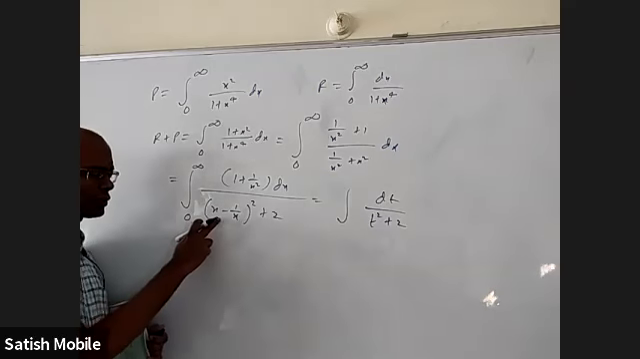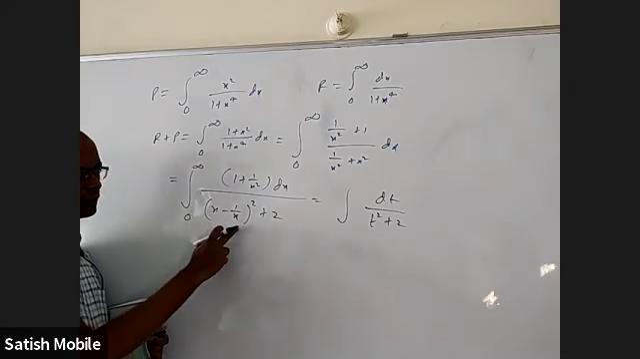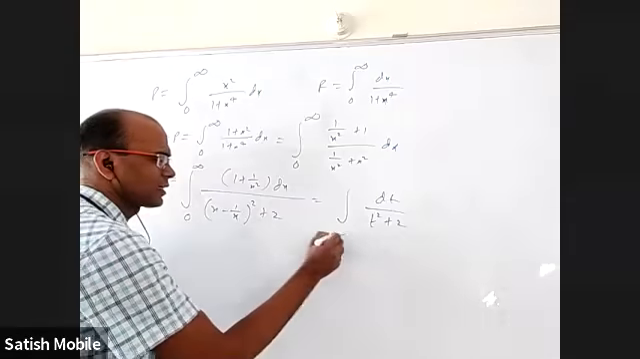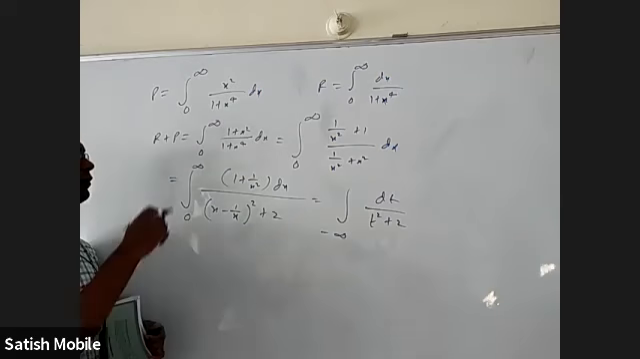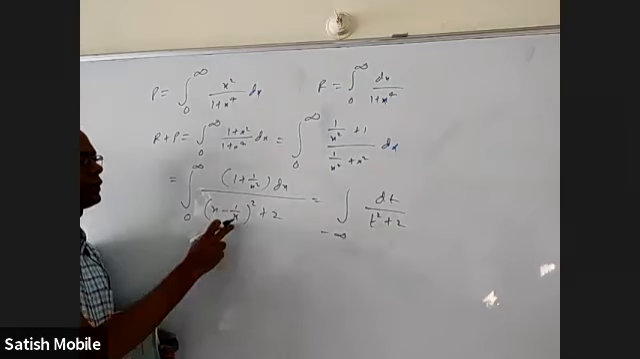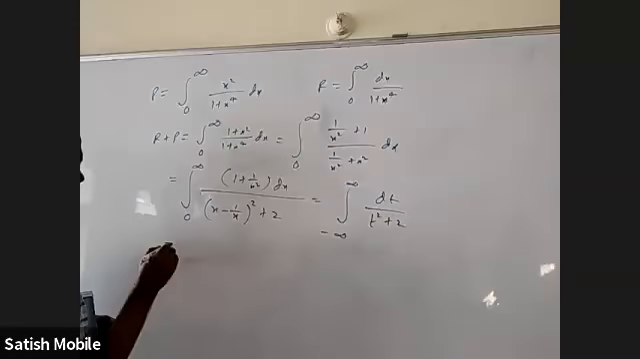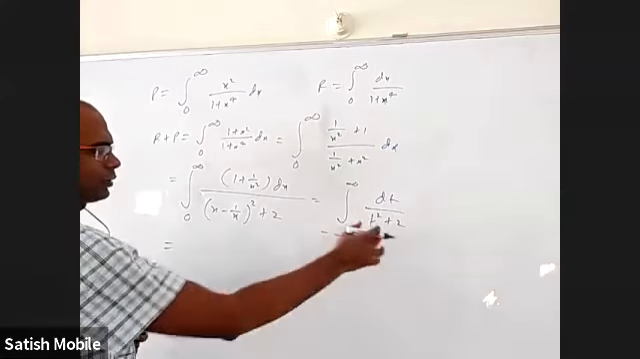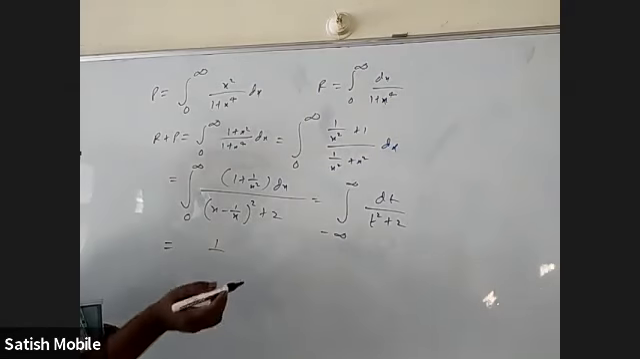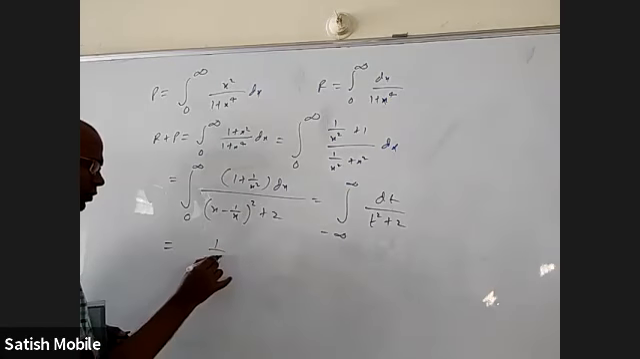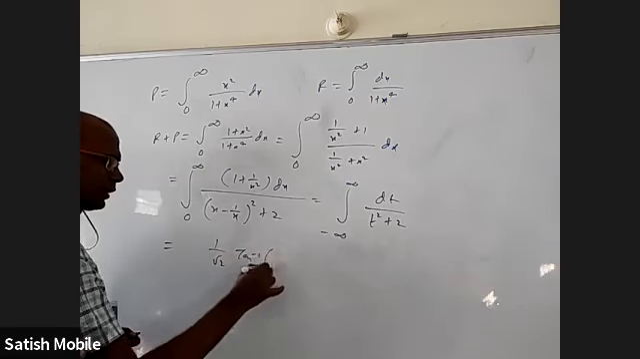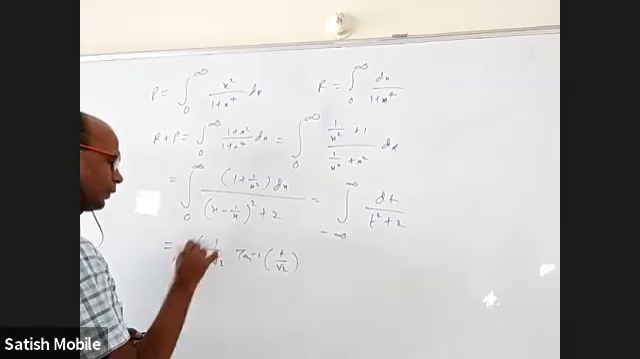When x is becoming 0, 1 by x is becoming infinity with a minus, so t will be minus infinity. And when x is becoming infinity, 1 by x becomes 0, so t will be tending to infinity. Okay, now this is a simple integral. You know 1 by a tan inverse x by a for 1 by x square plus a square. So 1 by root 2 tan inverse t by root 2.